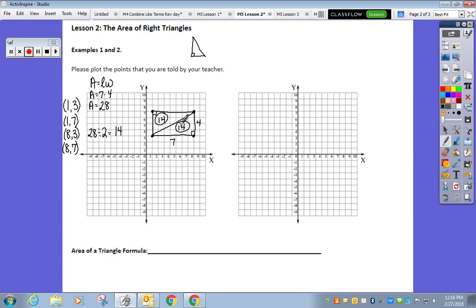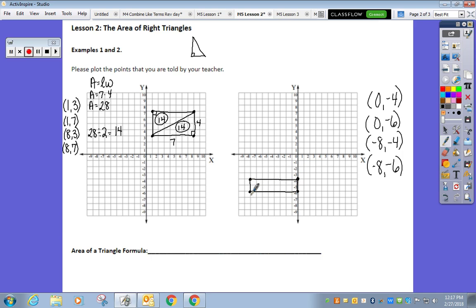Okay, let's look at another one. So they were also asked to plot (0, -4), (0, -6), (-8, -4), and (-8, -6). Okay, so (0, -4) means I don't move over any, and then I go down to -4. (0, -6), don't move over any, down to -6. (-8, -4) is over to -8, down to -4. (-8, -6) would be over to -8, down to -6. Again, I've created that rectangle.